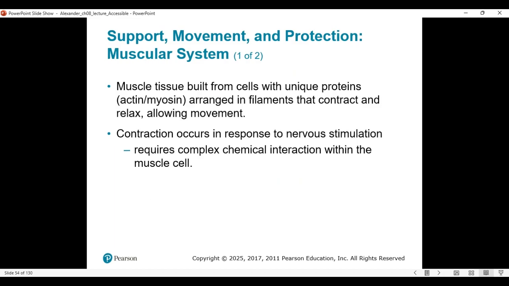The muscular system. Muscle tissue is built from unique proteins, actin and myosin. They're arranged in filaments and can contract and relax. This is how we move. These contractions come from nervous stimulation, which requires complex chemical interactions, right?